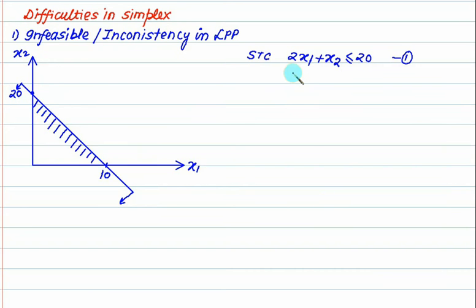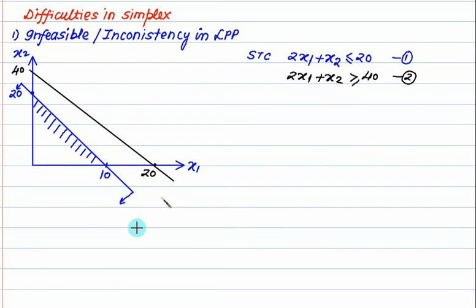We have a second constraint, 2x1 + x2 ≥ 40. We have only two constraints. One constraint is given by equation 1 and the second constraint is given by this equation. So this time if I put x2 = 0, 2x1 = 40 and x1 = 20. And next time if I put x1 = 0, I will get x2 = 40. So let's say x2 = 40 here. Now this line, which is passing through 20 and 40, will have a region like this.